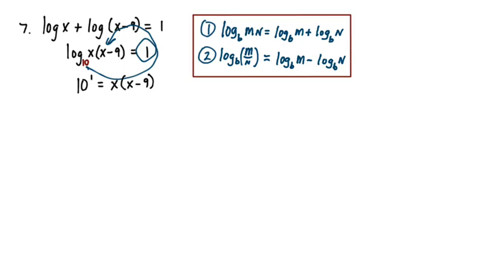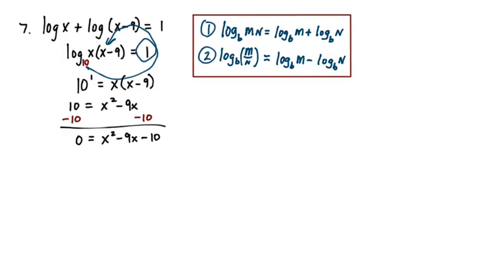Now we don't really need that exponent 1. Let's distribute on the right. We get x squared minus 9x. Now this is a quadratic equation, so we want to get 0 on one side. Let's subtract 10 on both sides. So we get 0 is equal to x squared minus 9x minus 10.